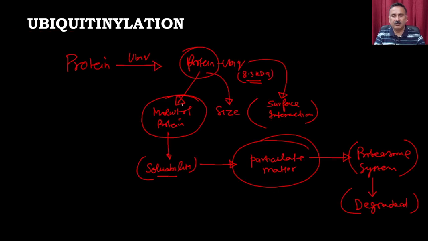Now, how can you study the ubiquitination? As I said, you are going to have the change in the molecular weight, you are going to have the change in the hydrodynamic surface area, which means the size, and it is also going to change the surface chemistry. So, the first thing is, you can do Western blotting with the help of a specific antibody, which we are not going to discuss.